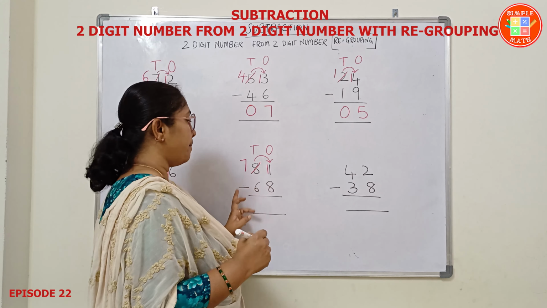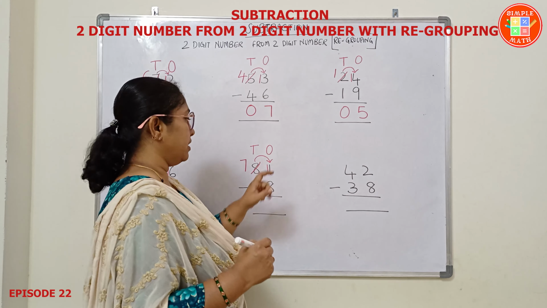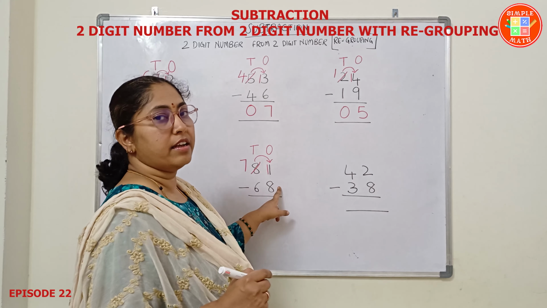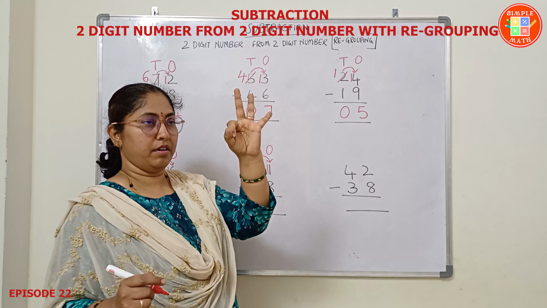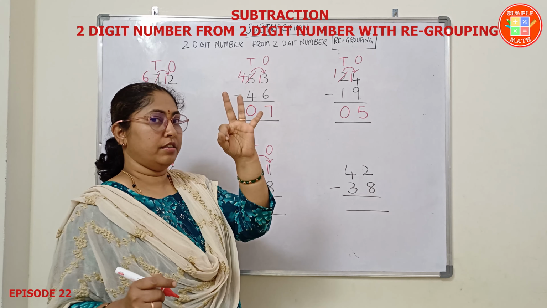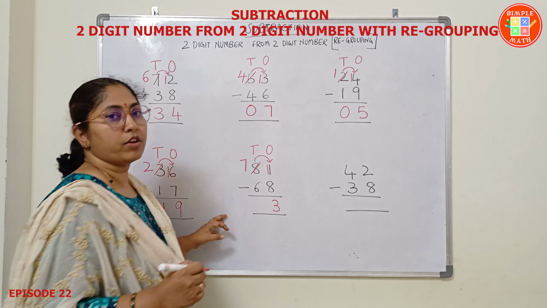So 11 minus 8. Can we take out 8 from number 11? Yes. So 8 in your mind. Count after 8: 9, 10, 11. What is the number? How many fingers did you get? 3. So write 3. Okay.